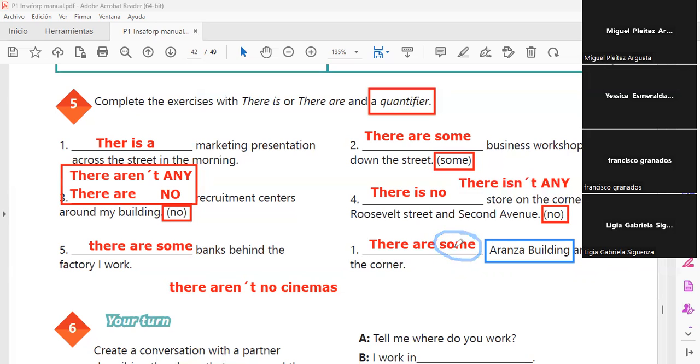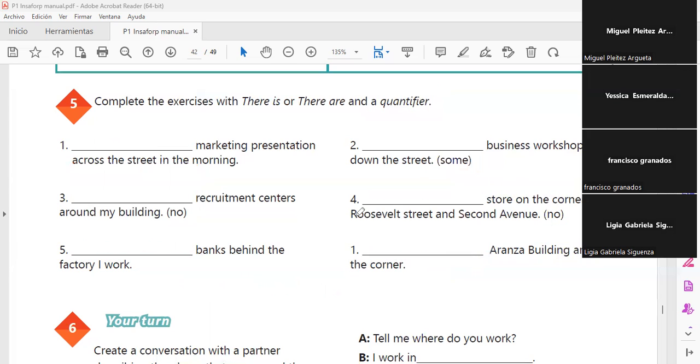Plural. Okay. So we have plural and we have singular. So this one is not correct. Okay, so what is the correct answer, Miguel? There is an apartment building around the corner. Excellent. Very good. Now repeat with me. There is an apartment building around the corner. Repeat it. Excellent. Very good.